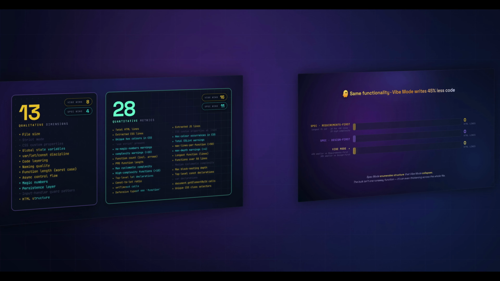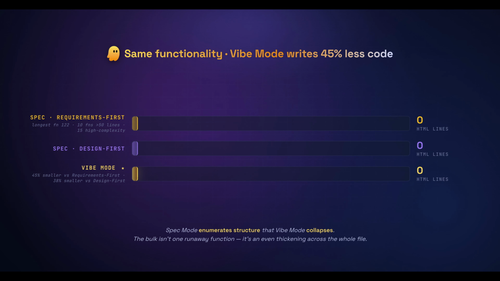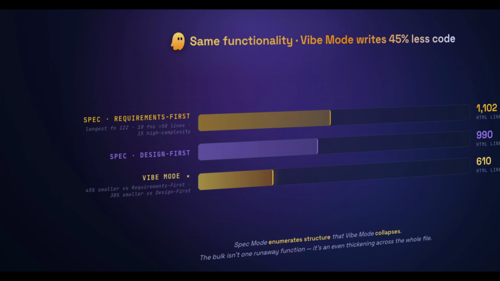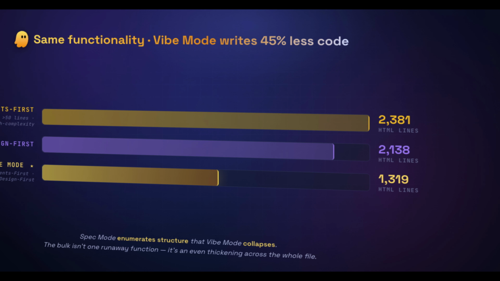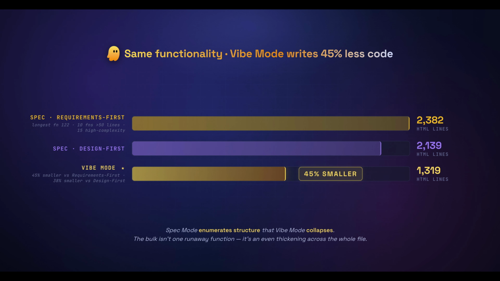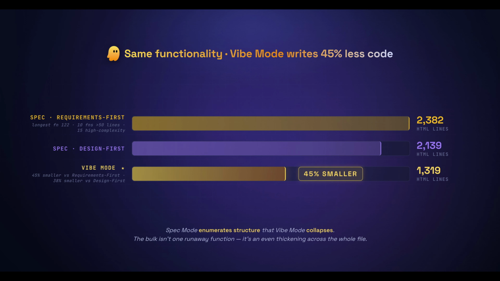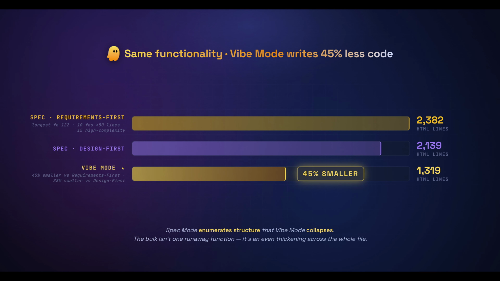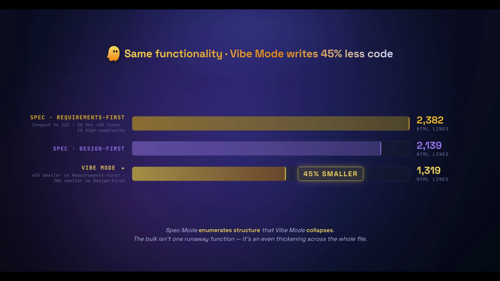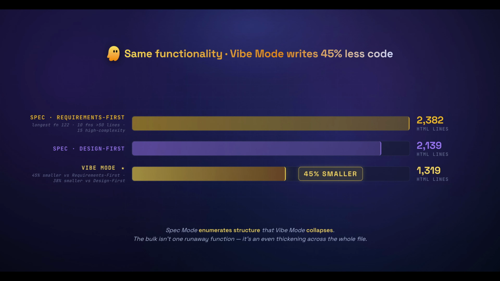First, spec mode writes more code to do the same thing. Requirements first clocked in at 2,382 lines of HTML. Design first at 2,139. Vibe mode did the same job in 1,319. 45% smaller than requirements first and 38% smaller than design first. Requirements first is worst on 6 independent bulk metrics, including longest function at 122 lines and 10 functions over 50 lines. It's an even thickening across the whole code.